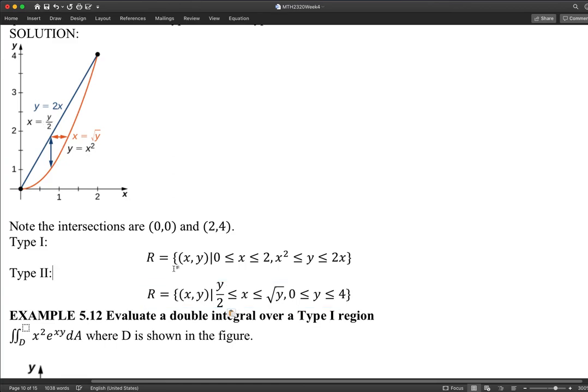So the same region can be considered in this case either as type 1 or type 2. And remember, we are talking about double integrals, right? If we have a double integral over a region which can be considered type 1 and type 2, which really means the double integral can be evaluated in two ways. Okay, but anyway, the final answer should be the same.